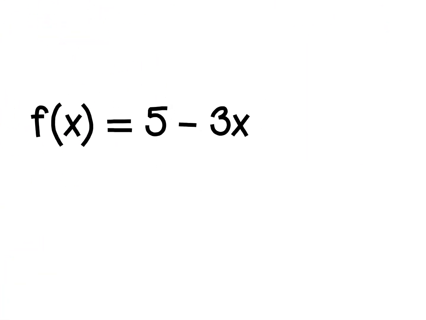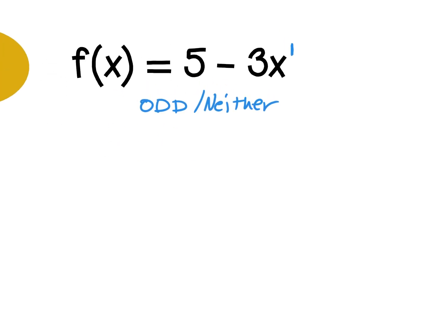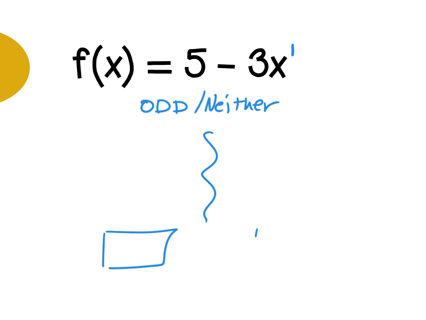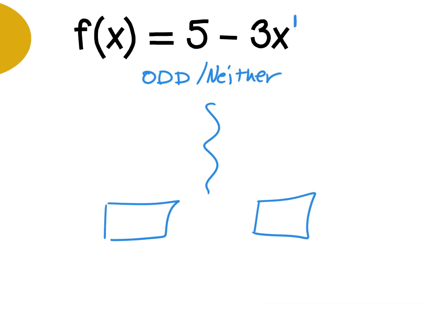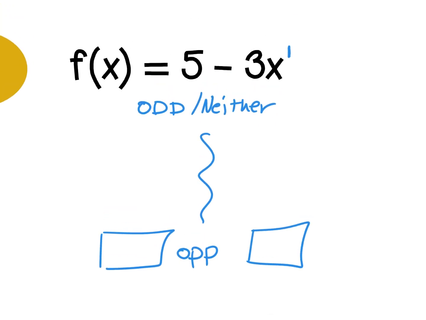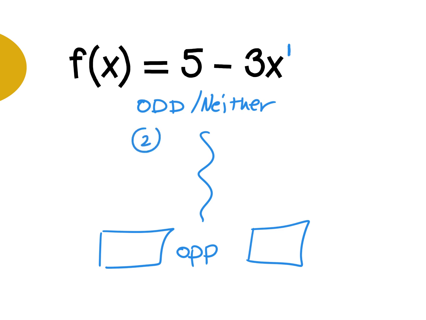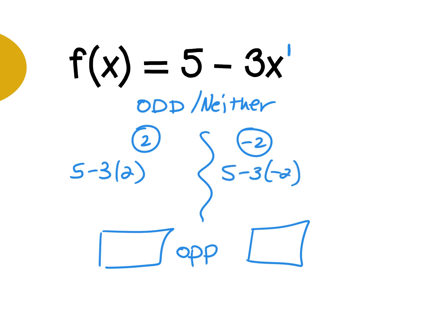What's the highest exponent you see? 1. All right, what kind of a number is 1? So this is either an odd function or a neither, however you want to say it. So think about what this looks like. What are my arrows going to be? Same or opposite? If it's an odd function, opposite, odd, opposite. So plug in 2 and negative 2, 3 and negative 3, 4 and negative 4. Does not matter. Any number bigger than 1 and its exact opposite. So I'm going to say 5 minus 3 times 2. And over here, I'm going to say 5 minus 3 times negative 2. Well, what's negative 3 times 2?